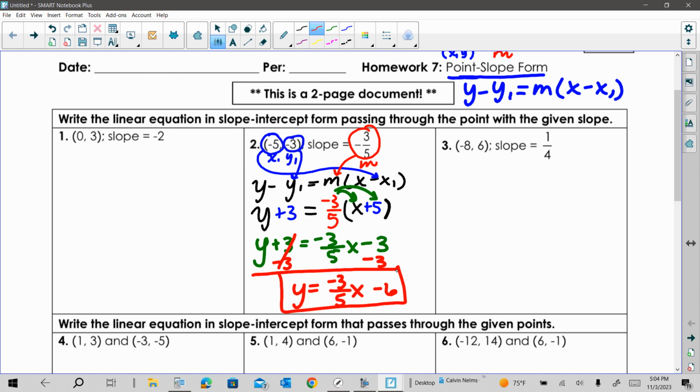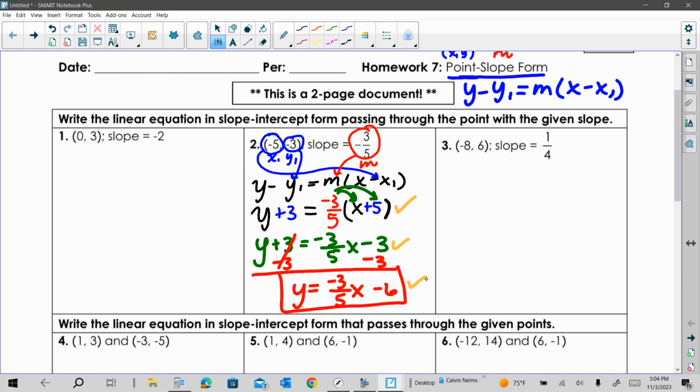I'm going to check your steps here. When checking, I'll make sure you plugged into the point slope form correctly, that you distributed correctly, and that you solved for y correctly. Now on the next section, 1 through 3 is just plugging in.